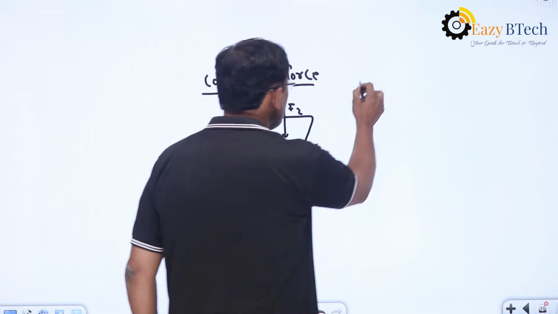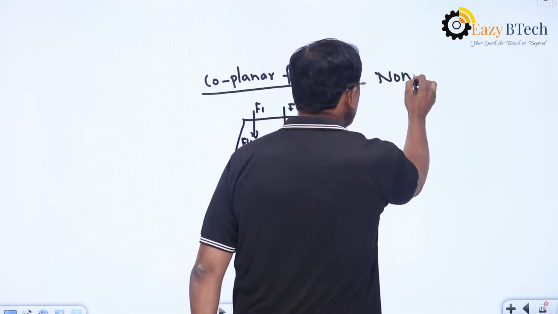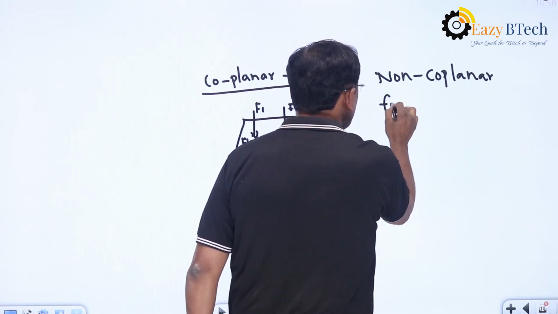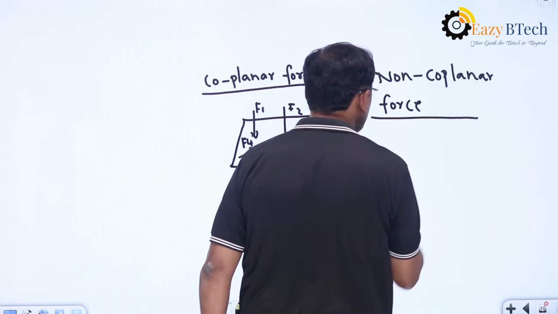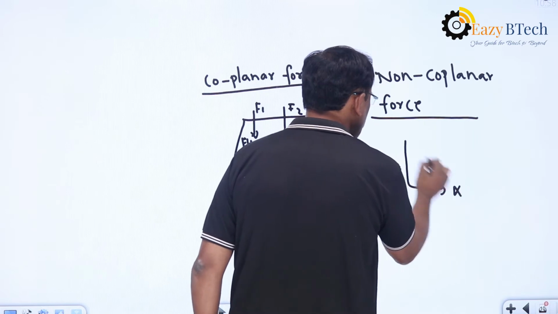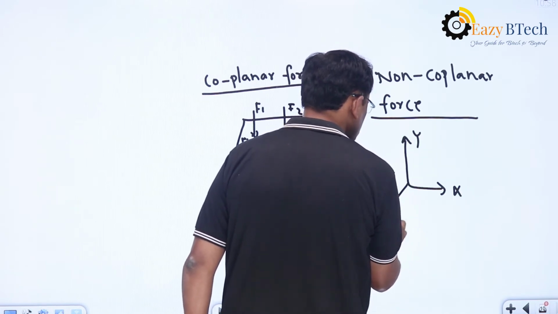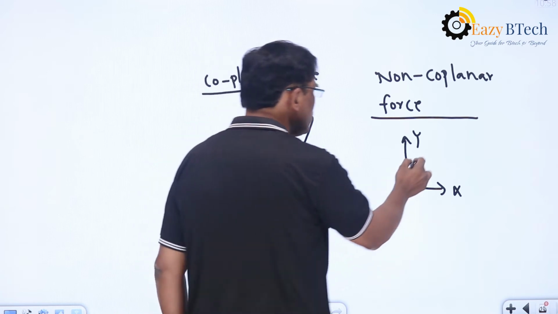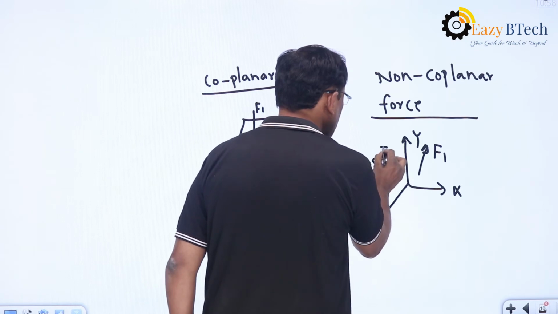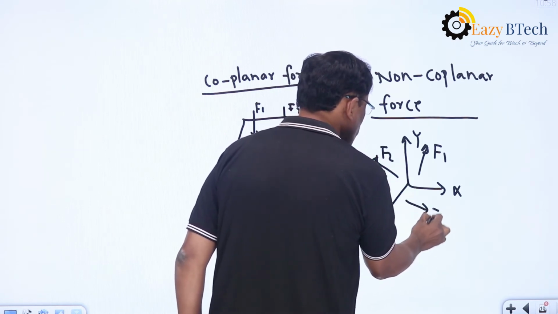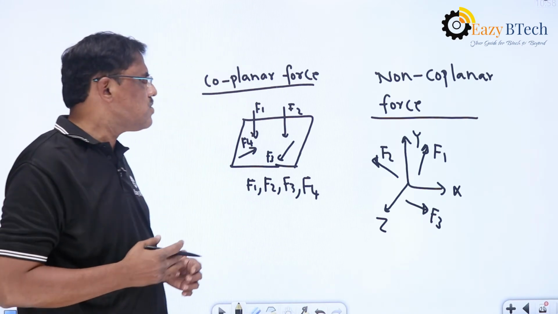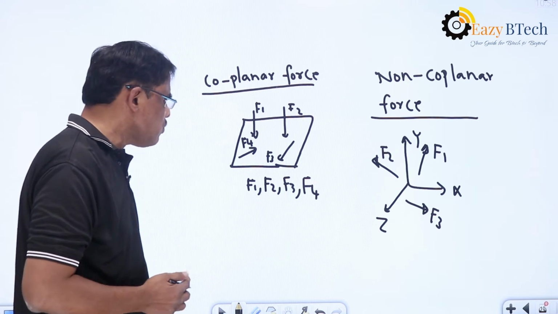So that means non-coplanar force system means here. So let us say this is X and this one is Y and this is Z. So this is a three-dimensional one. So if a force is acting here, let us say this is F1 and another force is acting here F2 and this force is acting some F3. So the forces are acting in different planes. So this constitutes the non-coplanar force system.